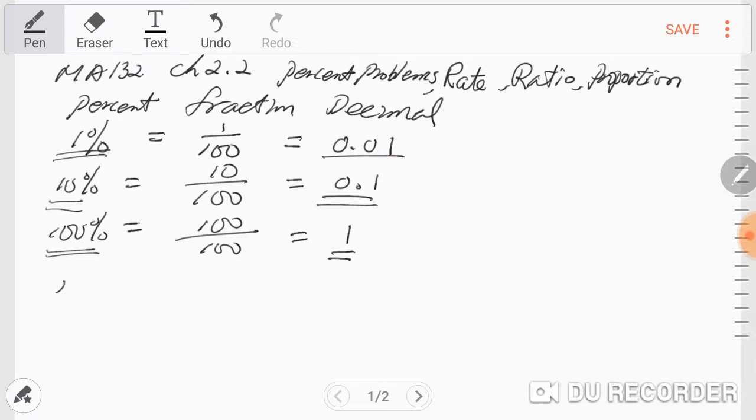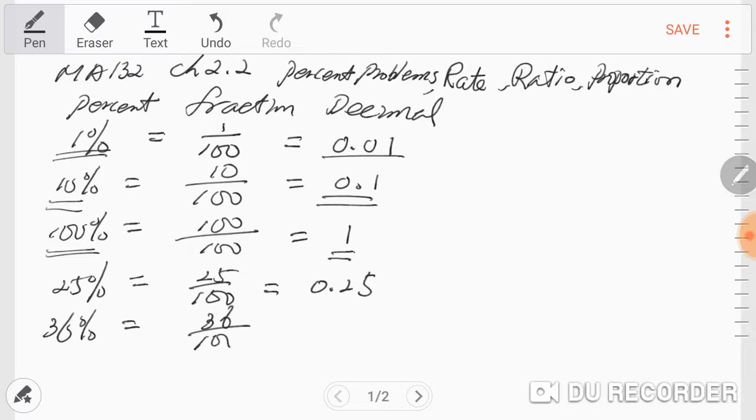So how about 25%? 25% is divide 25 by what? 100. So that will be 0.25. How about 36%? Then divide 36 by 100, which is 0.36. This is how we convert percent into decimal.